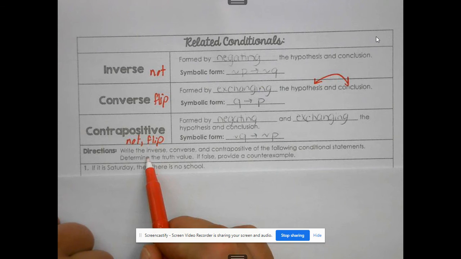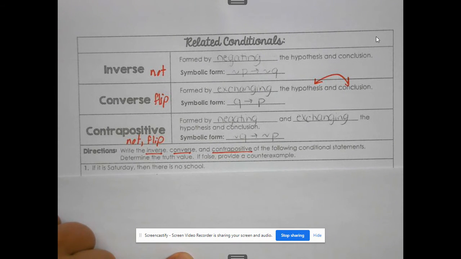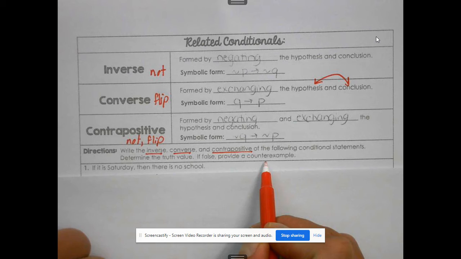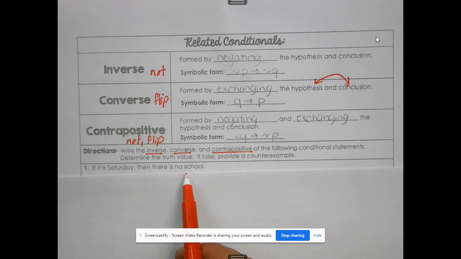Says write the inverse, the converse, and the contrapositive of the following conditional statements. Determine the truth value. If it's false, give me a counterexample. Remember, that means to prove the conjecture false. Okay, first one. If it is Saturday, then there is no school.